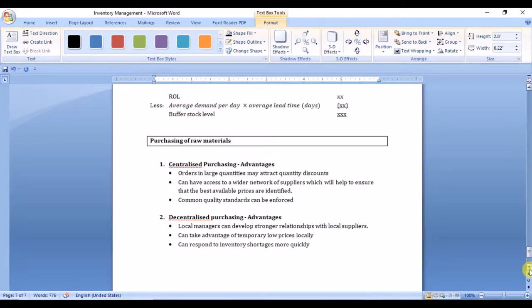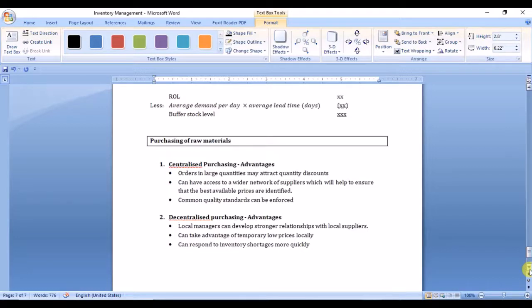A construction company having 10 different construction sites, each might have a manager. So are we going to allow those managers to source their own supplier, or are we going to have one centralized department which does all the purchases and then send the material or tell the managers to use those materials? Centralized versus decentralized. Centralized means head office does everything. Decentralized means divisions do it.